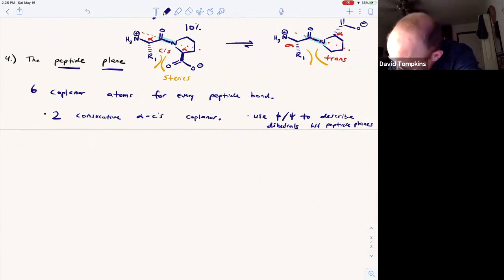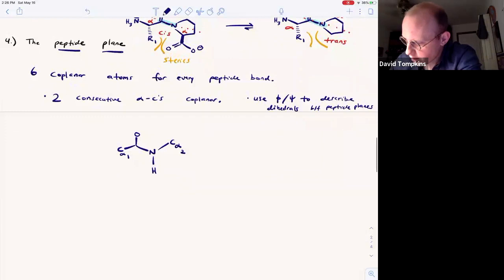And I'll just emphasize again, those 6 coplanar atoms are these: C alpha 2, C alpha 1, and then the amide functionality.